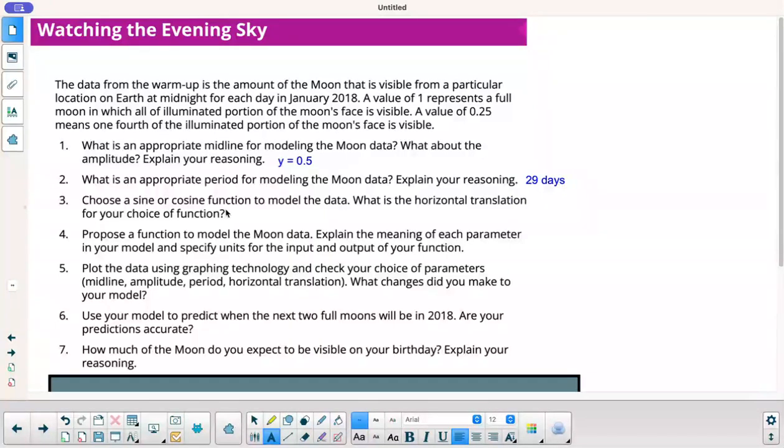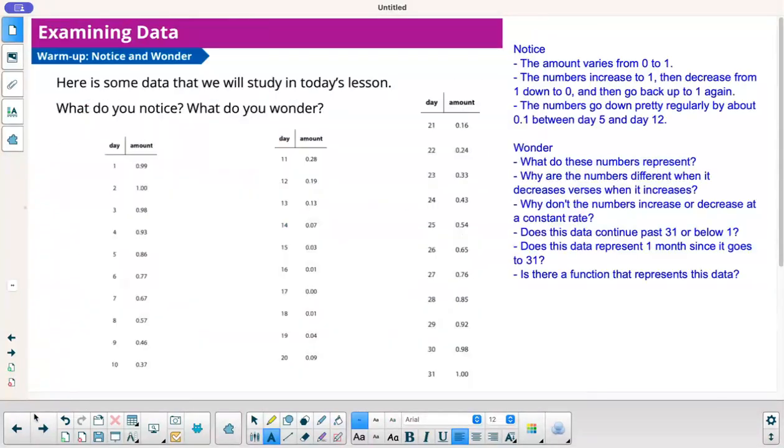Choose a sine or cosine function to model the data. What is the horizontal translation? I'm going to use a cosine function because right here I'm at 1, and cosine's at the high point at 1 here. So it looks like I'm going to need to translate that. We're going to have to translate that left 1 to get it right here at the starting point.